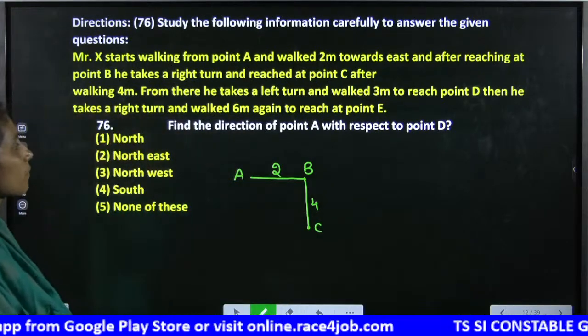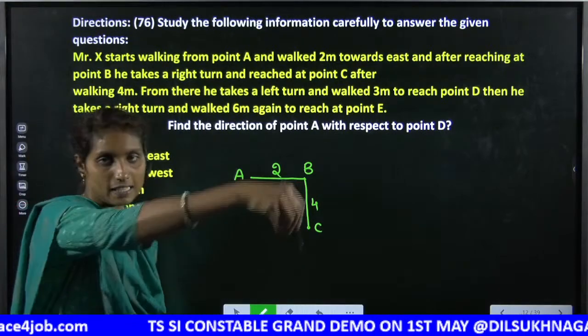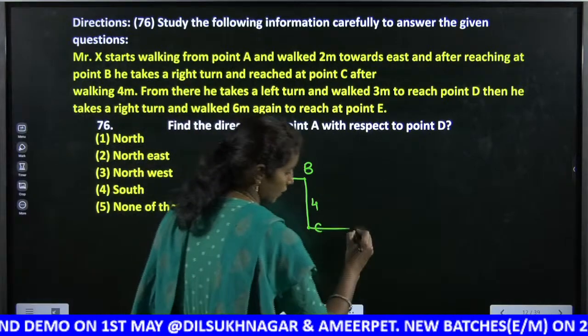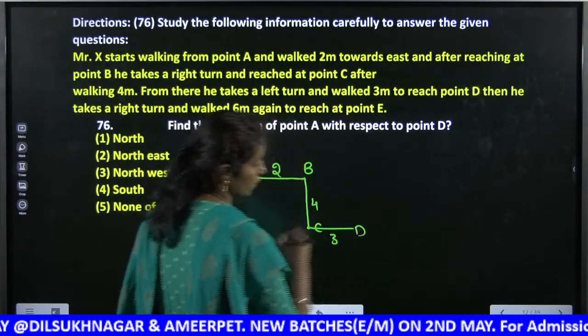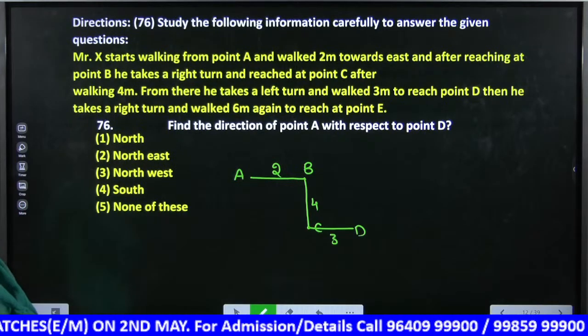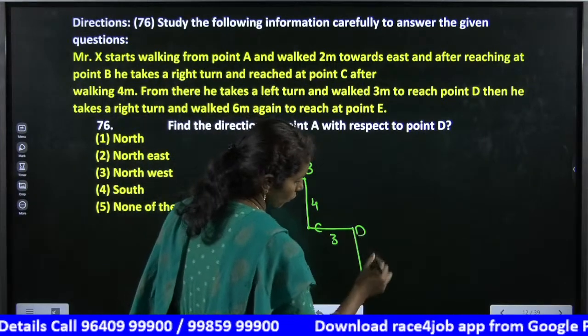Right? Next, from there he takes a left turn. South facing left turn is towards east direction and walked 3 meters. From here he traveled 3 meters and reached D. Next, then he turns a right turn and walked 6 meters again and reached point E.